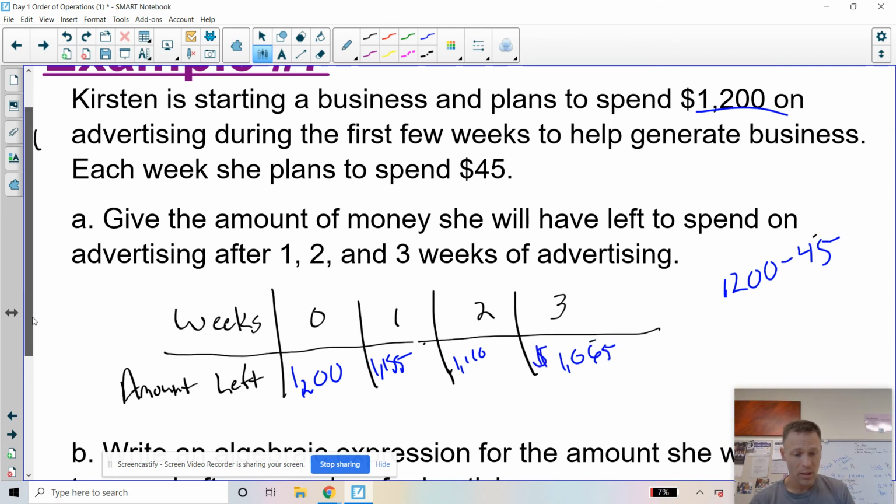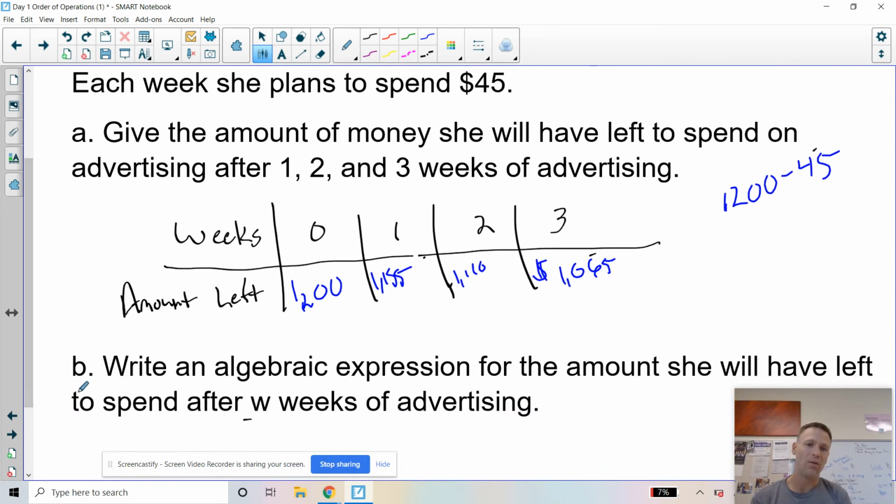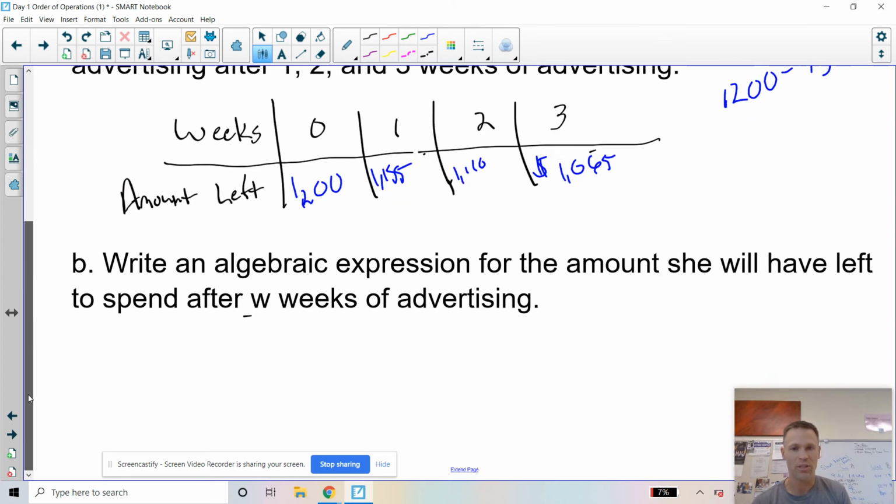Okay. So now Kristen might want to do this to figure out, like, in week 25, how much money am I going to have, right? So again, writing an expression is going to help simplify this. So what's the expression going to look like? We're going to start with the $1,200.